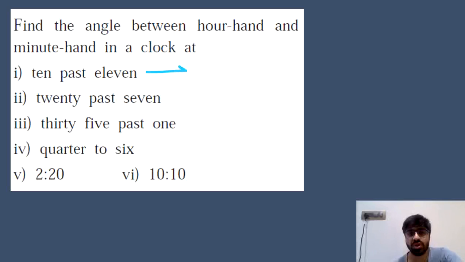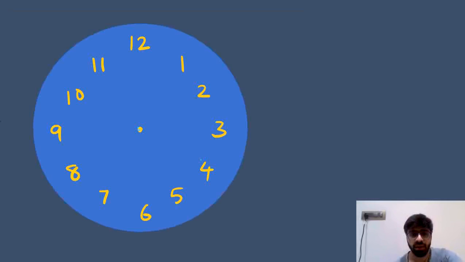Here's where we have our first question. Find the angle between the hour hand and minute hand of the clock when the time is 10 past 11. 10 past 11 means 11:10. If 11:10 is the timing, the minute hand will be pointing exactly at 2. The hour hand will not be at 11. It will be slightly somewhere between 11 and 12. Okay, so this is where you will find the hour hand, and now you need the angle between the two arms that we have drawn, the hour hand of the clock and the minute hand of the clock.